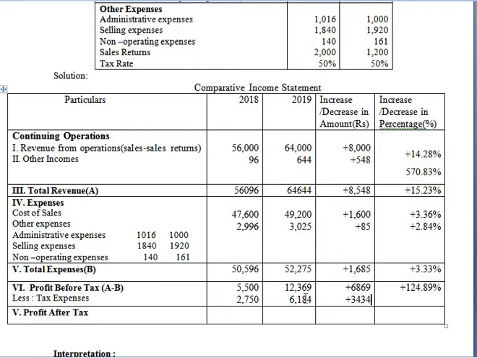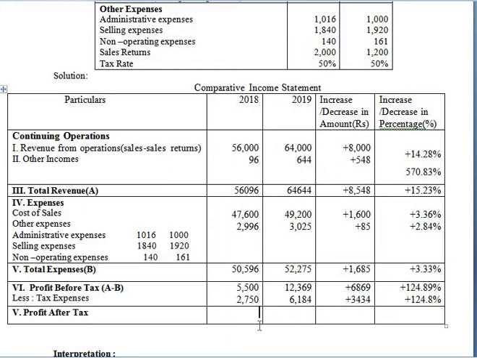So now we have to find out the percentage. How can we find the percentage? 3,434 divided by 2,750 is equal to, plus sign here, 124.8 percentage. Okay. Now the last one is profit after tax.